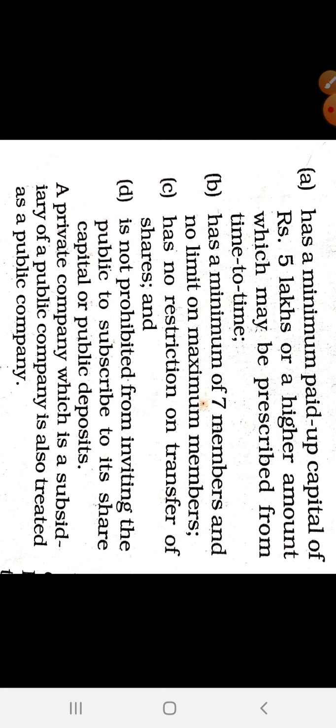A private company which is a subsidiary of a public company is also treated as a public company. Any private company which is a subsidiary, or allied to the public company, is also treated as a public company. There is no difference between the public company and the private company.